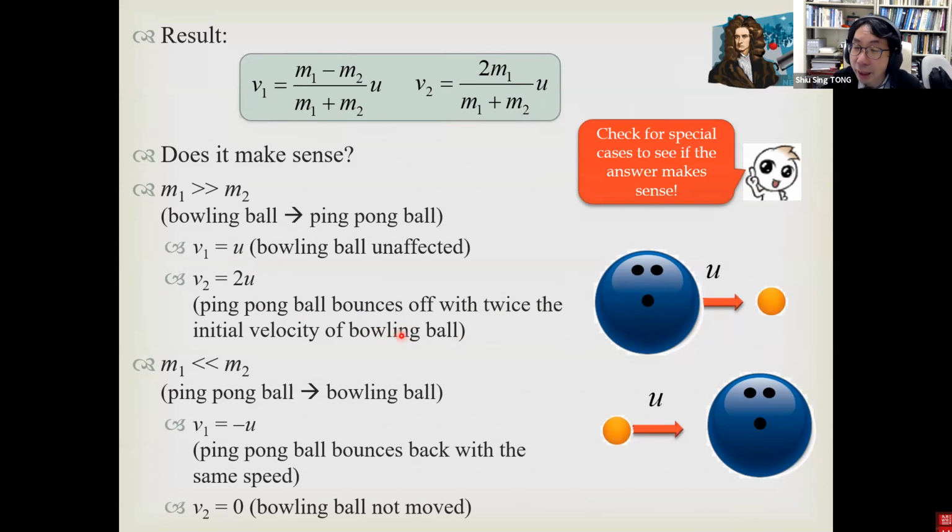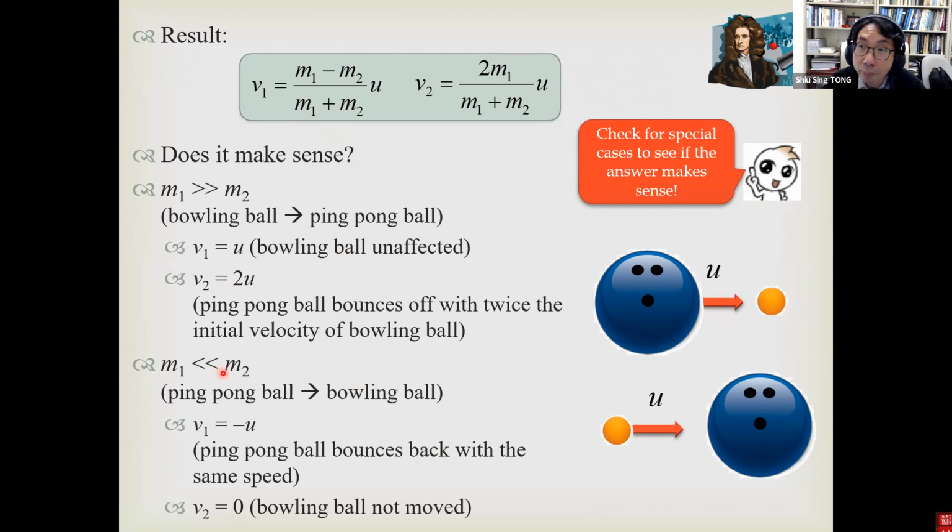Now, we will come to this again later, but let's believe it, okay? It makes sense. The ping pong ball must be bounced off with high velocity. But what is Y? Y is 2u. We will come to that point later.